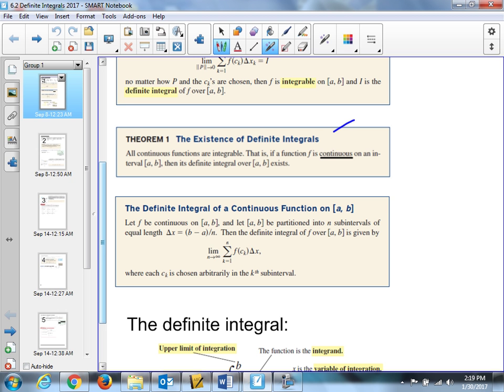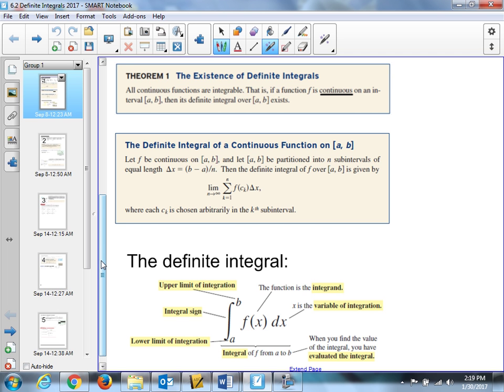The existence of definite integrals. That means these integrals will give us an area under the curve. All continuous functions, has to be continuous functions, are integrable. You can do the integration. You can do the opposite of differentiation. Find the area. That is, if a function f is continuous, has to be continuous, on an interval from some 2 to 7 or some interval, then its definite integral over a to b exists. There's an answer to this integral problem. That's all that tells you. It has to be continuous on a closed interval.